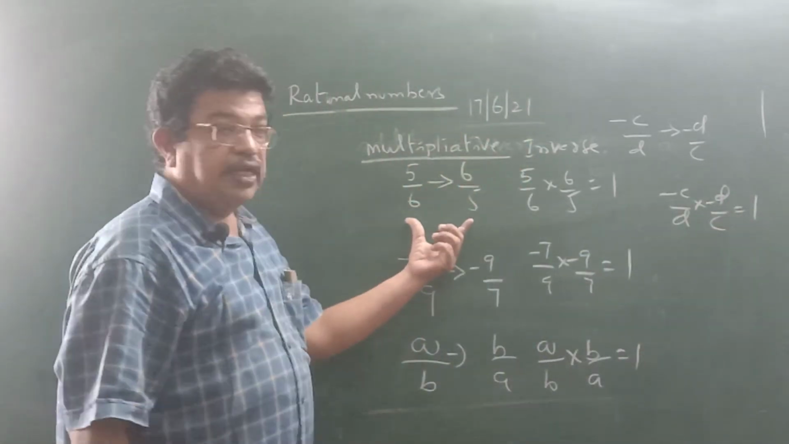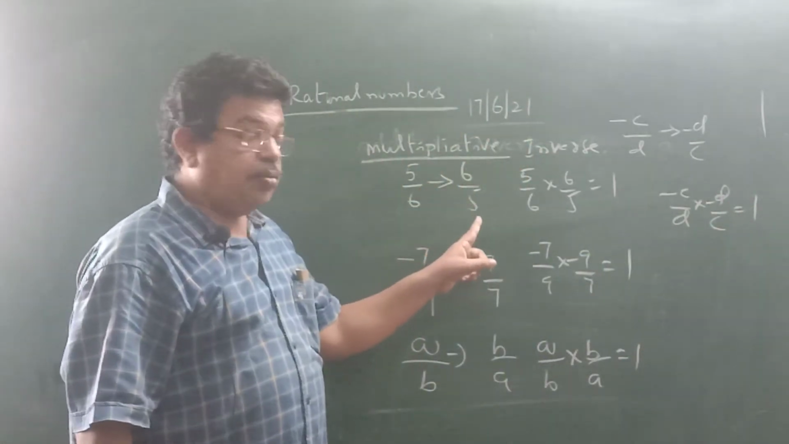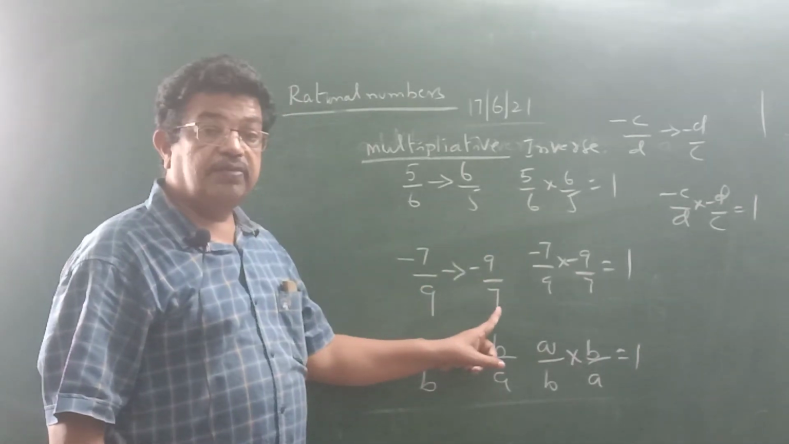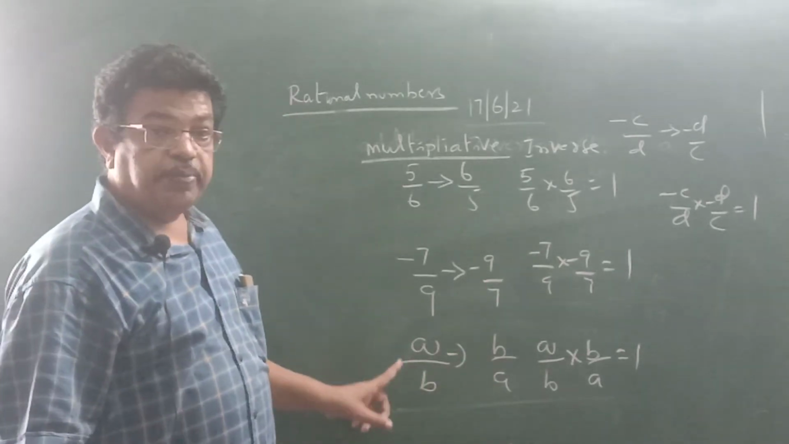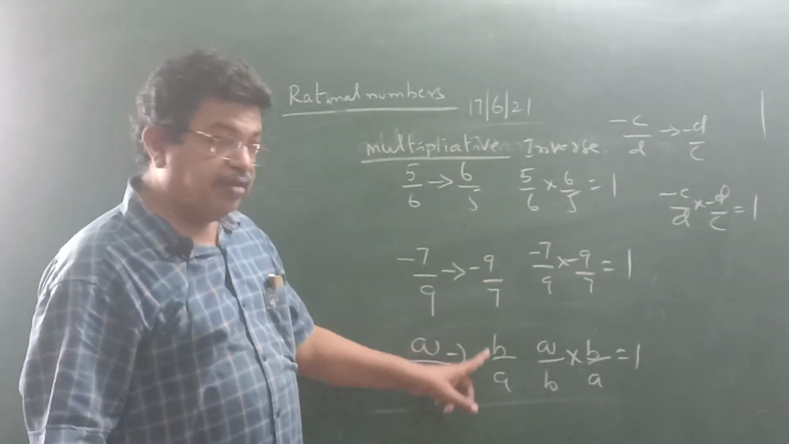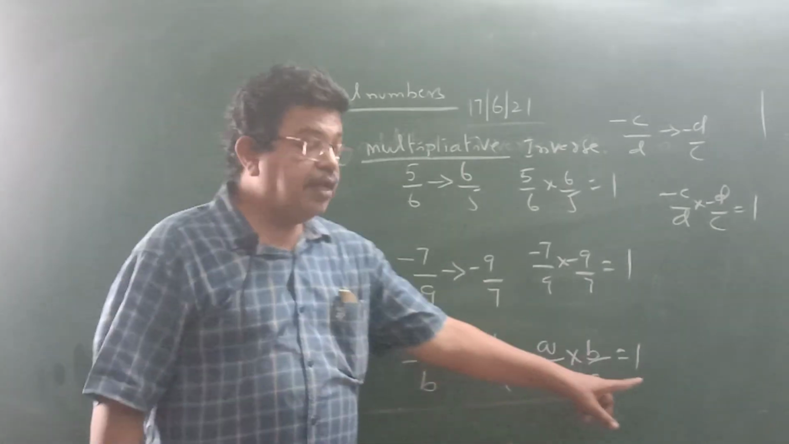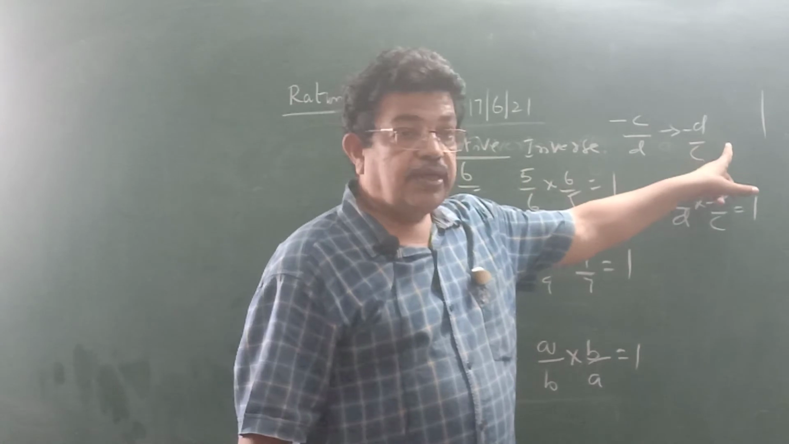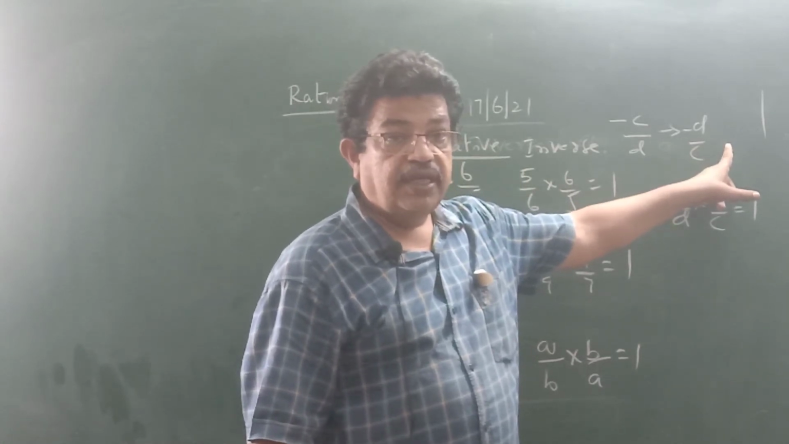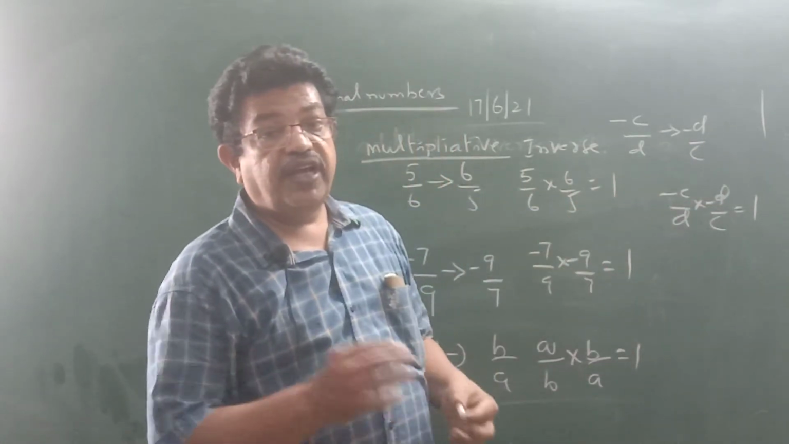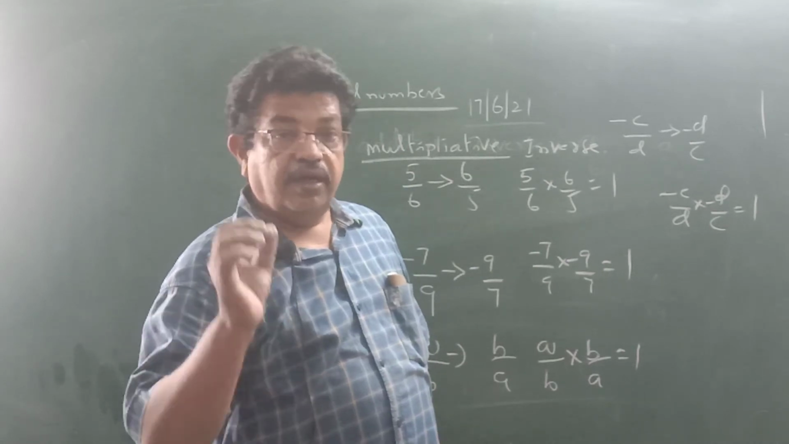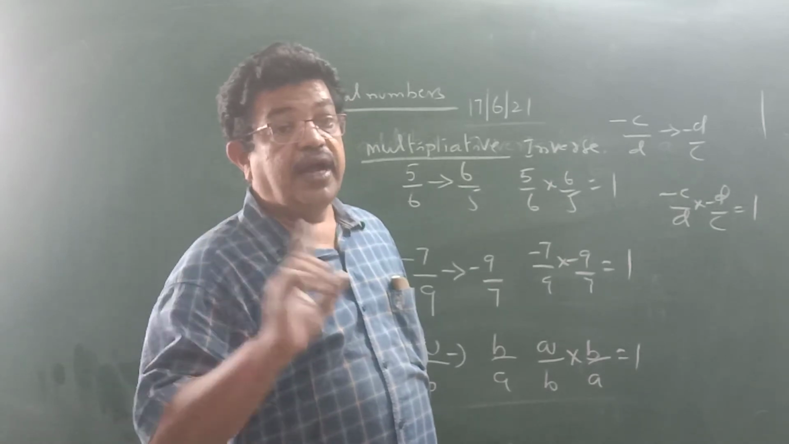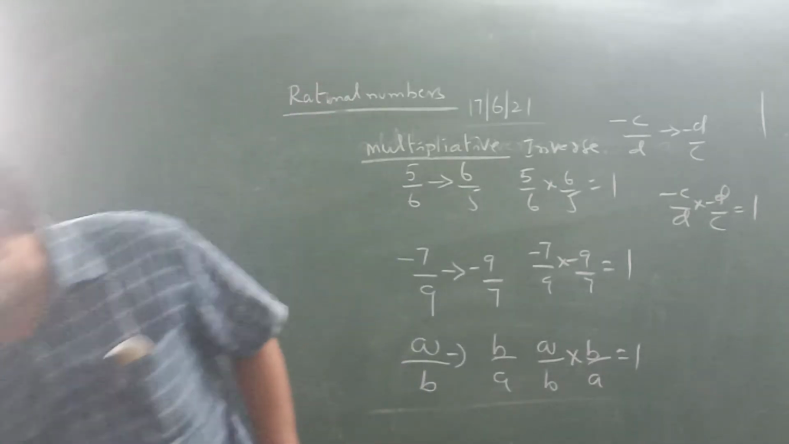Here, this is an example of a positive rational number. Its multiplicative inverse is also positive. This is an example of a negative rational number. Its multiplicative inverse is negative. In general, a by b is a positive rational number. Its multiplicative inverse is b by a, which is also positive, and their product is equal to 1. Minus c by d is a negative rational number, and its multiplicative inverse is minus d by c. So, the multiplicative inverse of a positive rational number is positive and of a negative rational number is negative. Next.